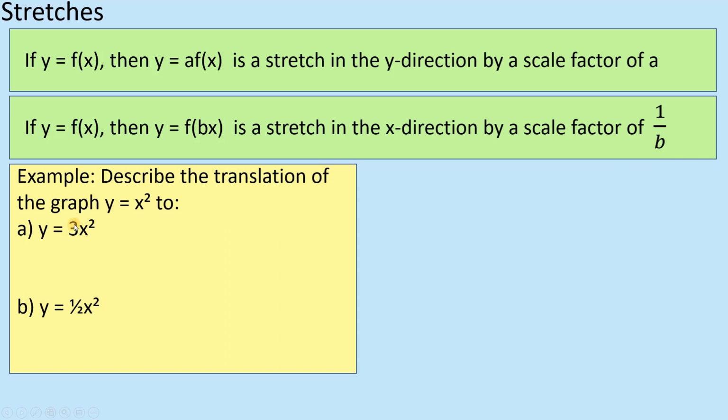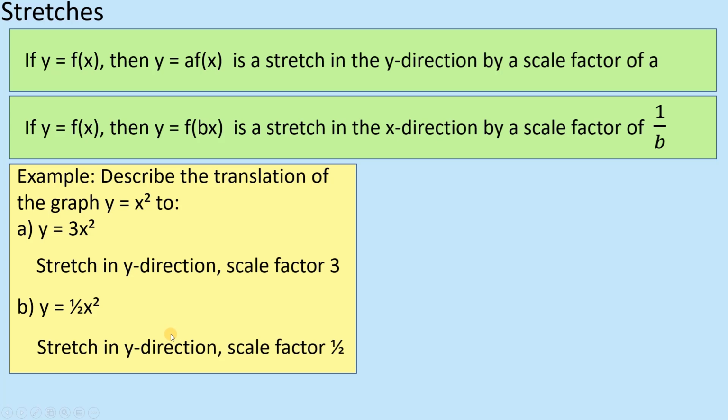So here you've got the 3 on the outside. So it's going to be a stretch in the y direction by a scale factor of 3. So you'd have to write that. This one is going to be a stretch in the y direction by a scale factor of 1/2. So you'd have to write that.